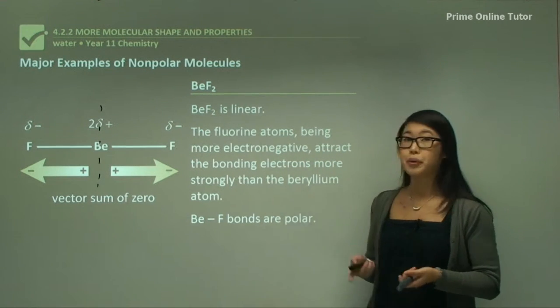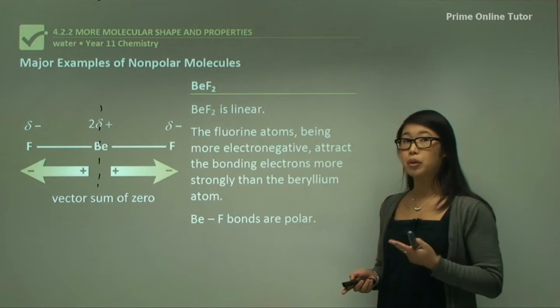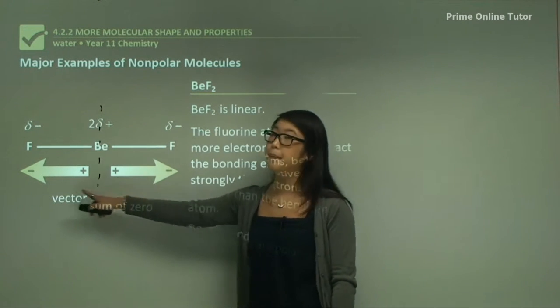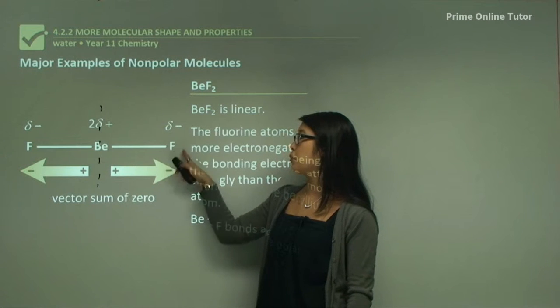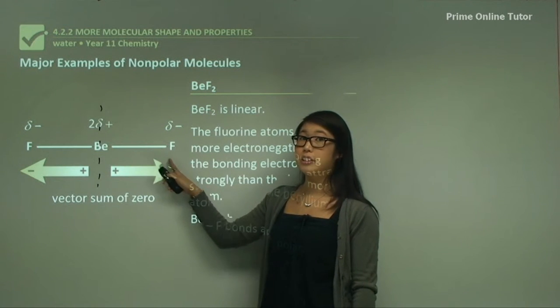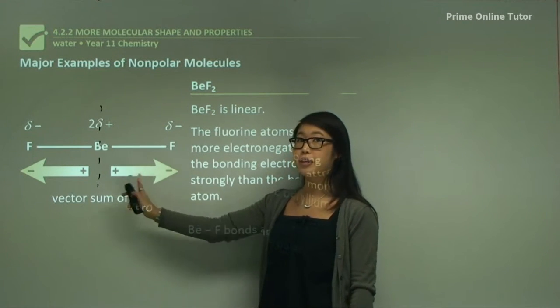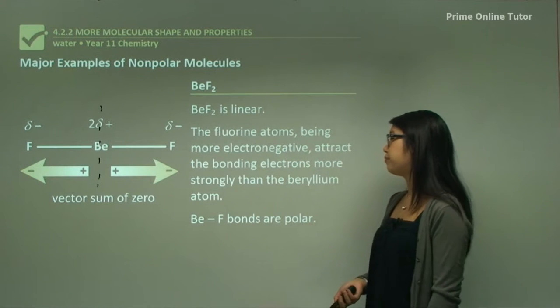So each of the bonds are going to be polar. There's two polar bonds represented by the arrows here. The electrons are going to be pulled here, and then there's going to be a slight negative charge on this side. Arrowhead going to the negative end.